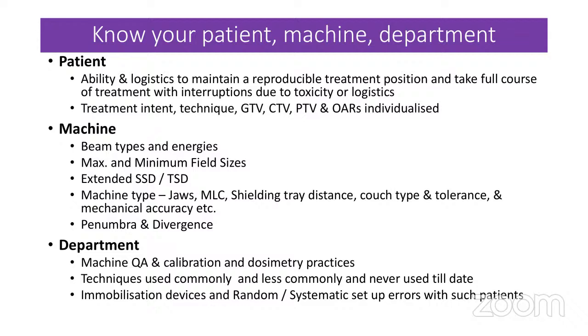So for each machine, you should know what the different types of energies are. Is it only photons or photons plus electrons? What energies? What is the maximum and minimum field size? In some machines, you can only treat up to 35 centimeter field size, some machines up to 40 centimeter. Then what is the extended SSD and TSD which is possible and your physics department allows you to do. The machine type, what kind of jaws it has, what defines the field, MLC, the type of MLC, the shielding tray, what is the distance of the shielding tray from the isocenter, the distance from the patient surface or the isocenter, what is the type of couch, what is its tolerance, mechanical accuracy, what is the current mechanical accuracy in the recent QA.